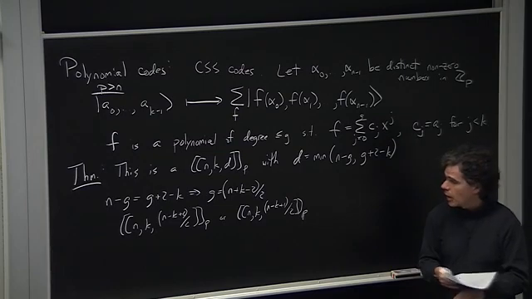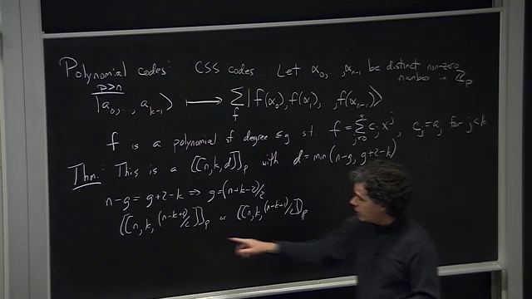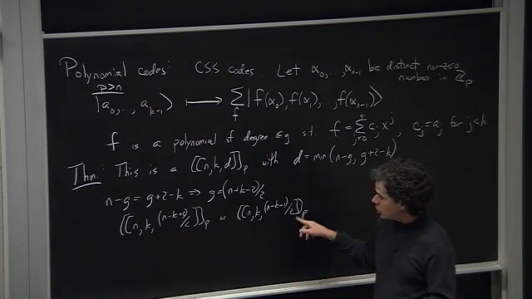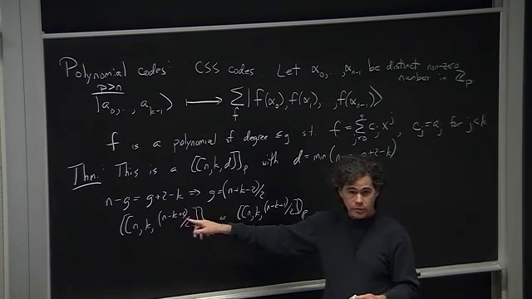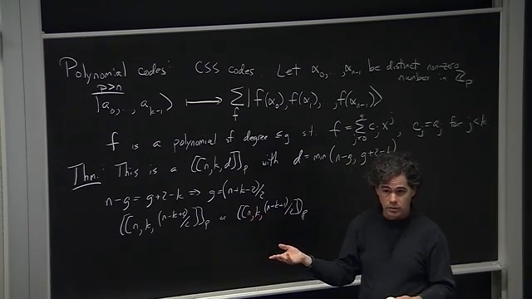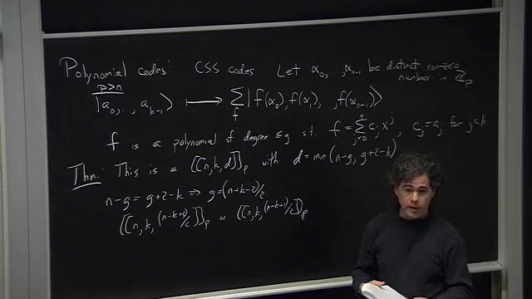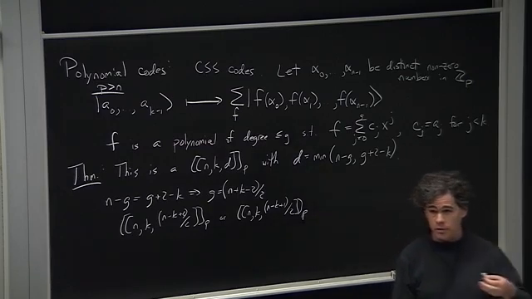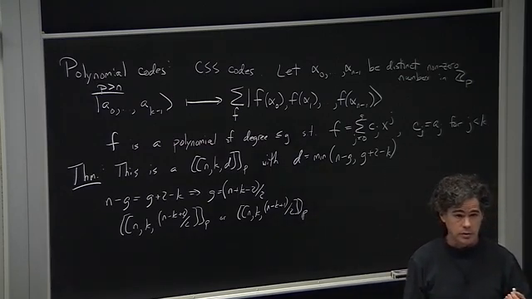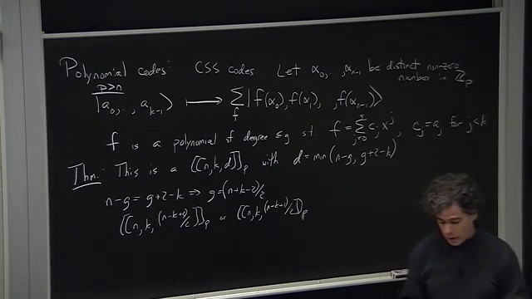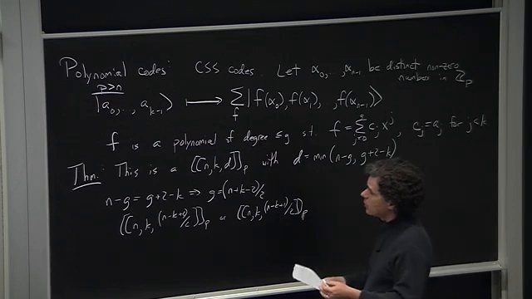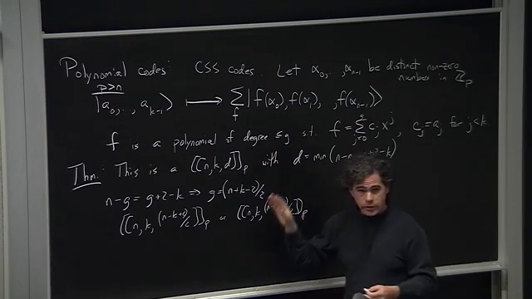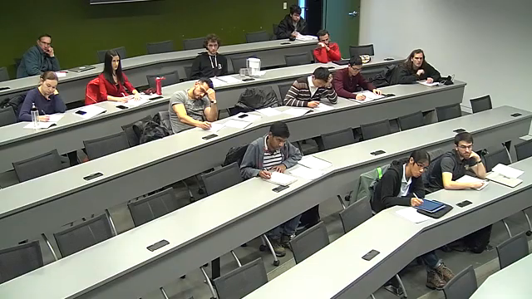Okay? And so in particular, in the case where k is equal to 1, we're getting a code where the distance is roughly half of n. So that's why these codes are interesting, because they can get you a very high distance, right? Okay, are there questions on the definition of these polynomial codes?